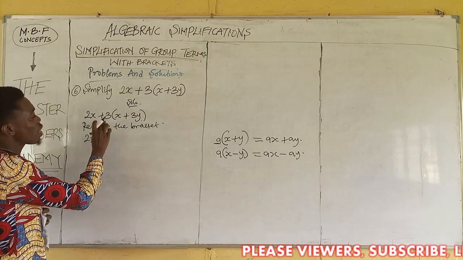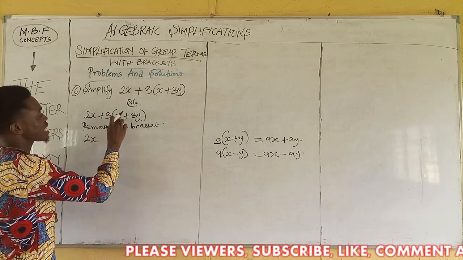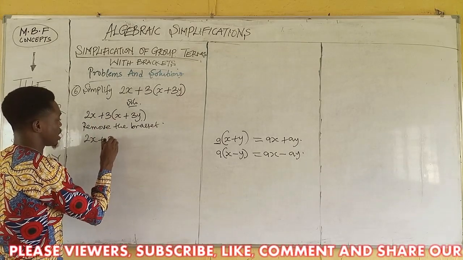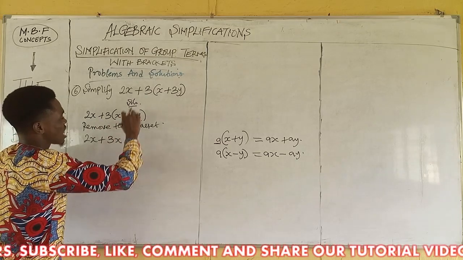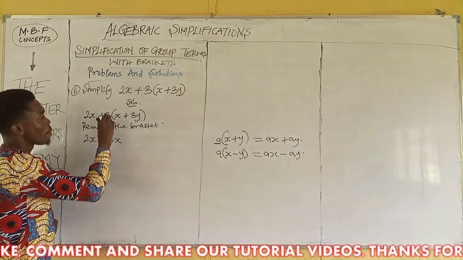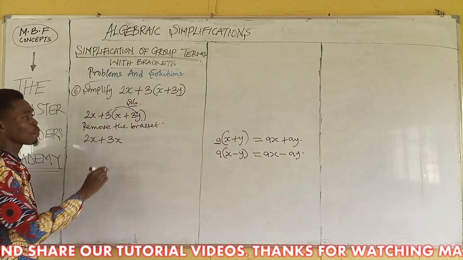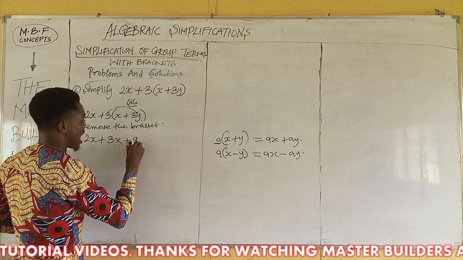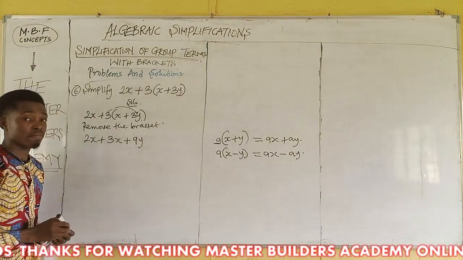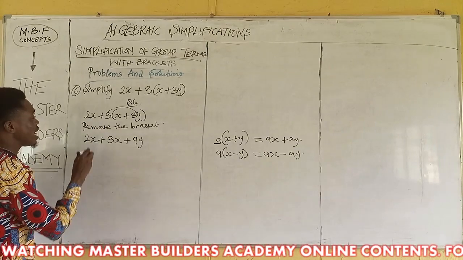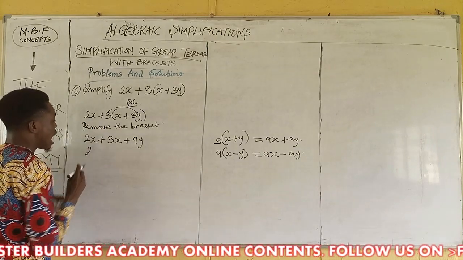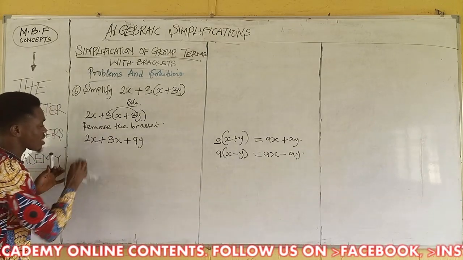So therefore, we are going to have plus 3 times x, guys. We are going to have plus 3x and plus 3 times plus 3y. Don't forget, plus 3 times plus 3y. We are going to have plus 9y. It's as simple as this. Now, the next thing we do, guys, is to examine.